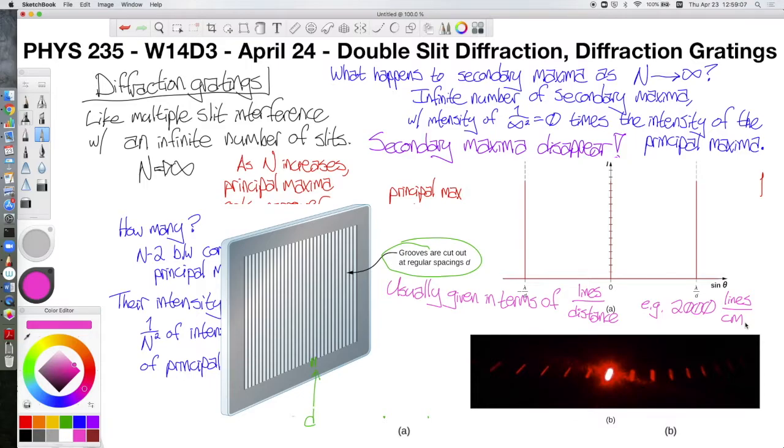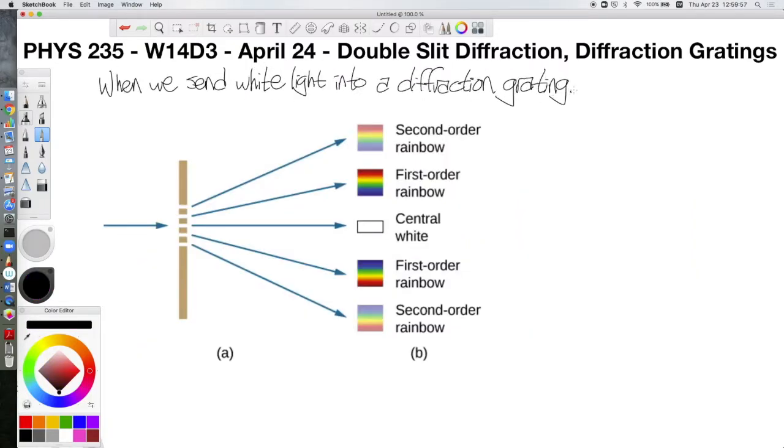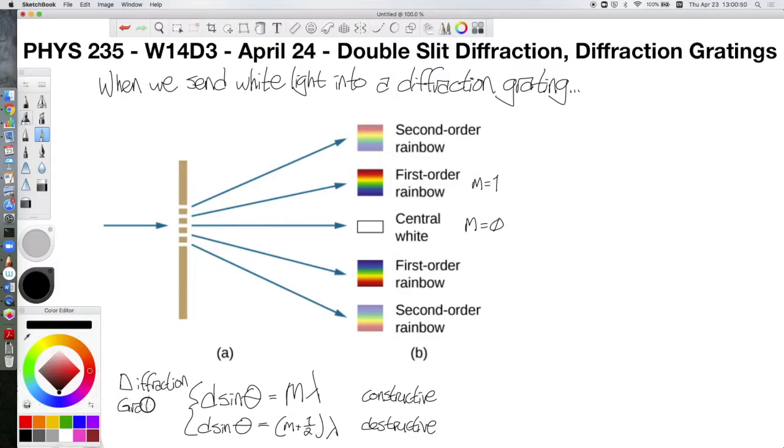So let me clear some things off here. When we send white light into a diffraction grating, white light is every color of light at once. So we'll have a central bright spot that is white, but then for our M equals one bright spot off to the side, if I haven't mentioned it yet, the formulas for a diffraction grating are the same as the formulas for the double slit. So we still have our central maxima, and then M equals 1, and then M equals 2 off to the side.